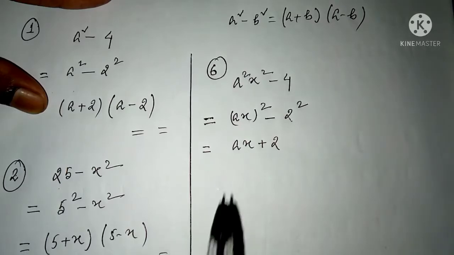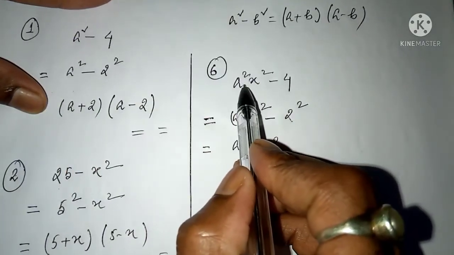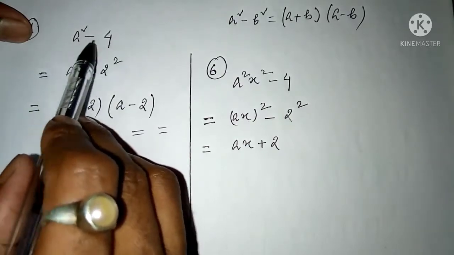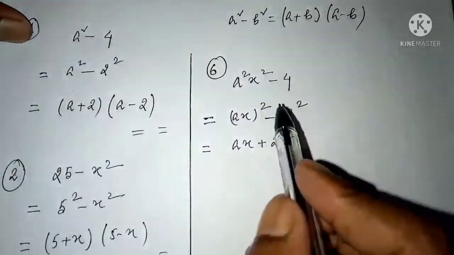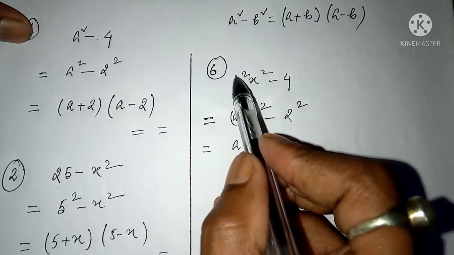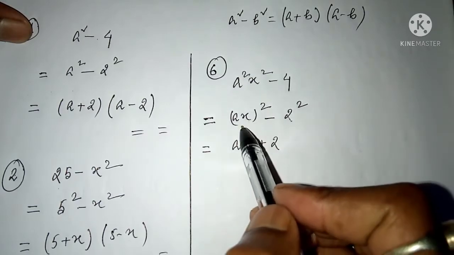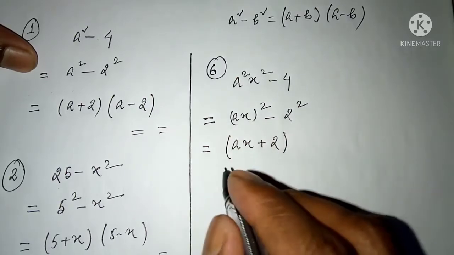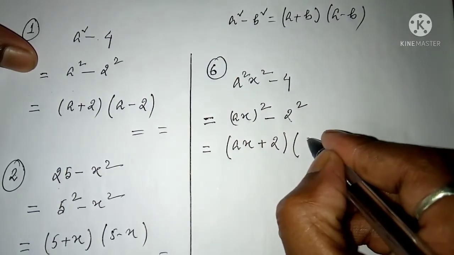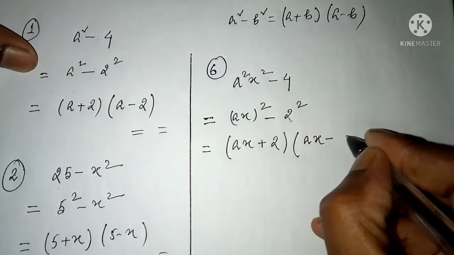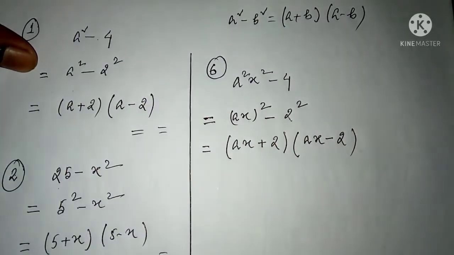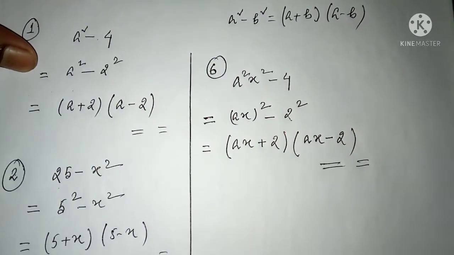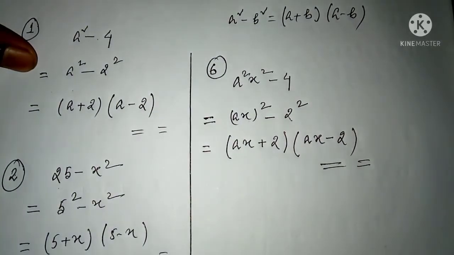Now don't get confused here. ax is our one term. In the earlier questions we had a and 4, in both cases only one term, but here we have two factors, and we have to consider them as one term. That means ax plus 2. I am considering ax as one term, and again the first term minus 2, here also as one term. So this is our answer to the sixth question.